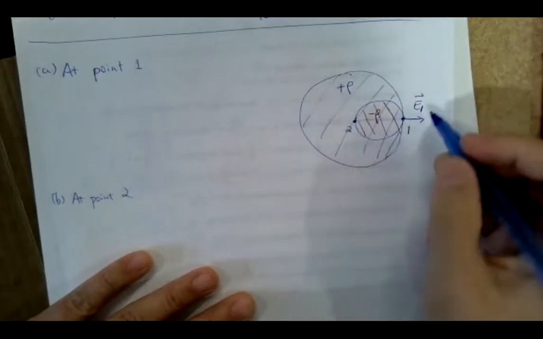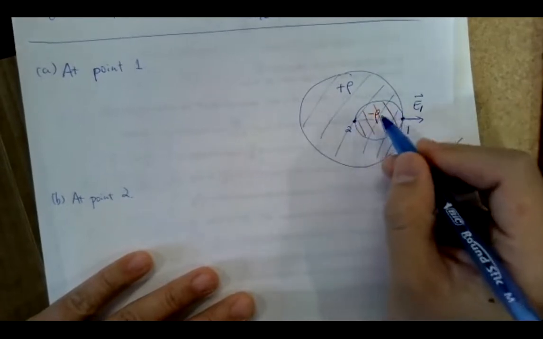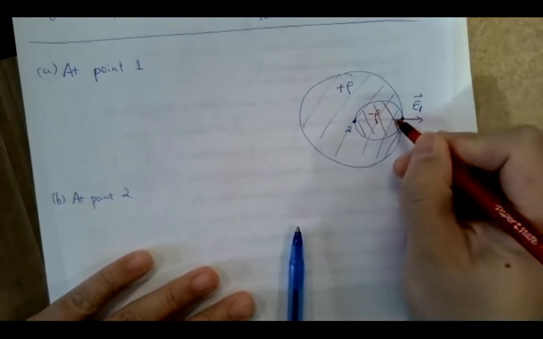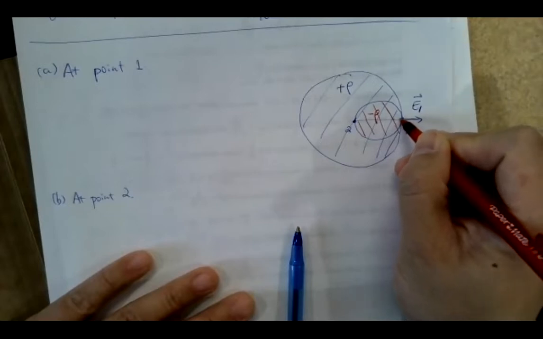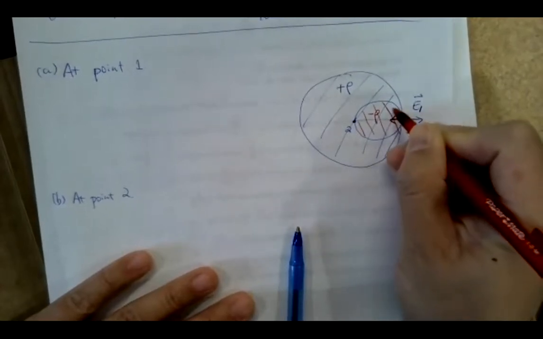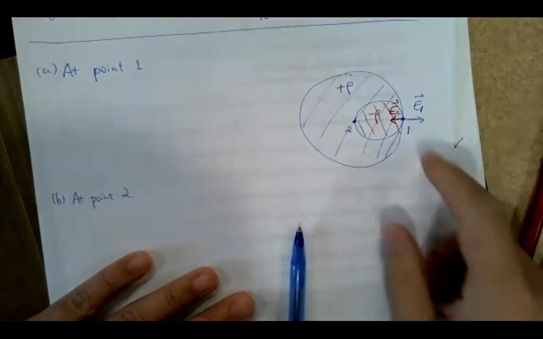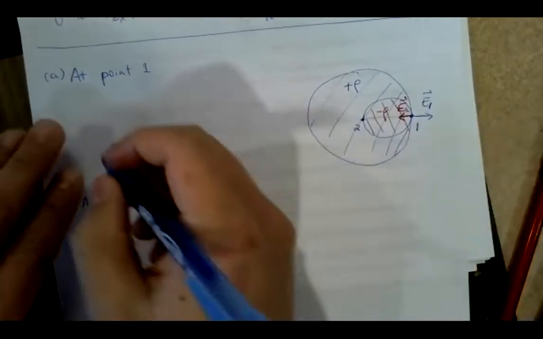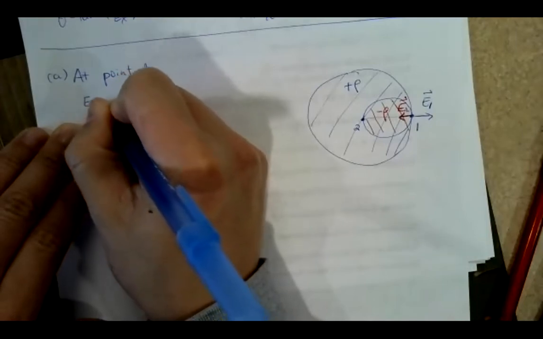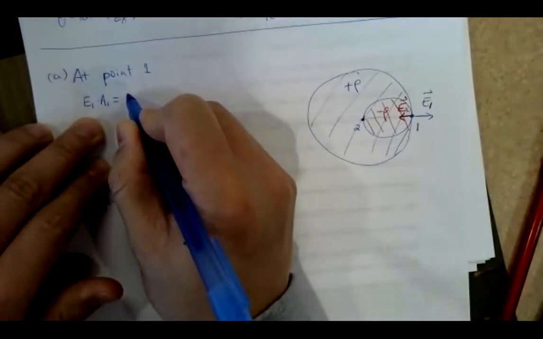Because this is a positive charge, the electric field is pointing away from it. For the smaller sphere that is negatively charged, the E field should be pointing towards the charge, so that means it points inward. Now if I add a Gaussian sphere over here, for the larger sphere, according to Gauss's law, E1 times A1, the larger area, should be equal to the charge enclosed, right?